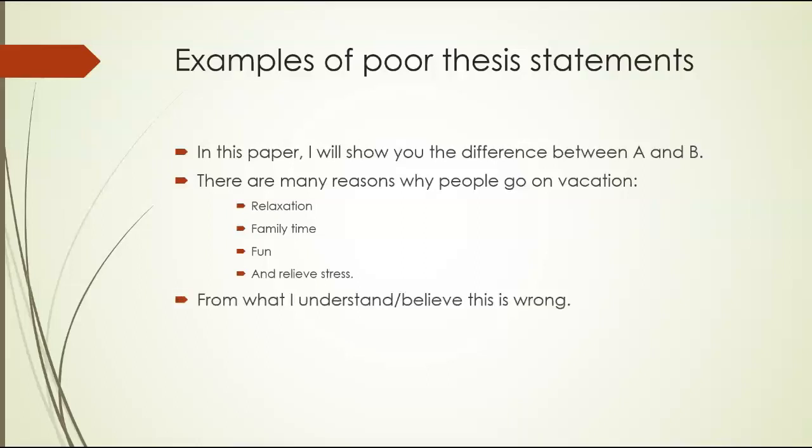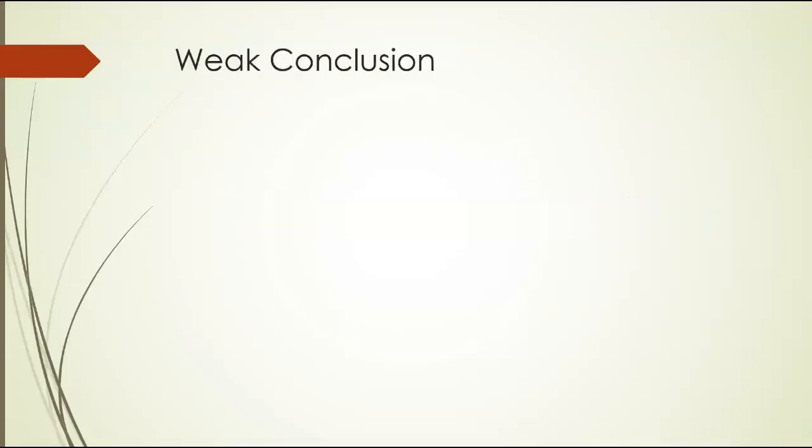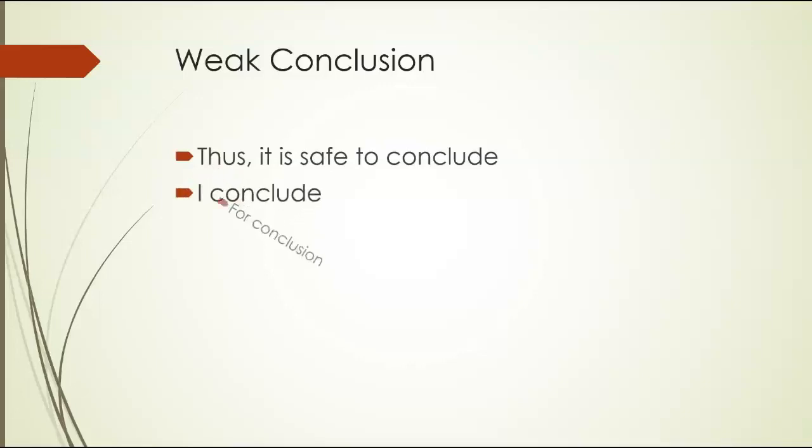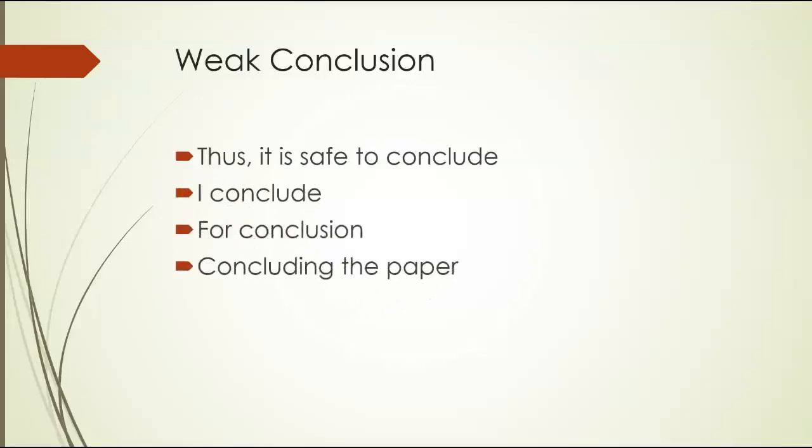Avoid using first-person speech. Do not present your thesis in your source's words. Your thesis statement should be in your own words. It should express your understanding. Make sure you refrain from using first-person speech. Some examples of weak conclusions are: thus, it is safe to conclude. I conclude. For conclusion. Concluding the paper. Avoid making announcements and using first-person speech. Conclude by making observations and by summarizing and re-emphasizing the main point.